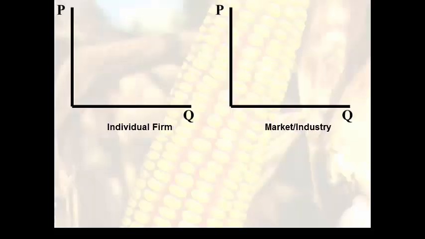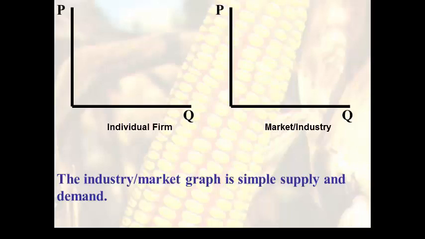Perfect Competition Part 2. We're going to look at a graph of a market or industry along with the individual firm. The industry and market graph is simple supply and demand. So we're going to go ahead and put the industry and market graph to the right here.